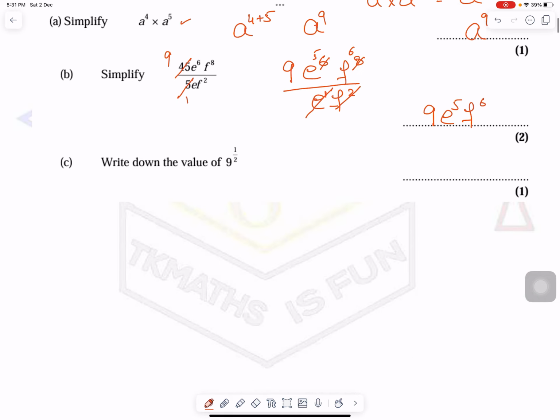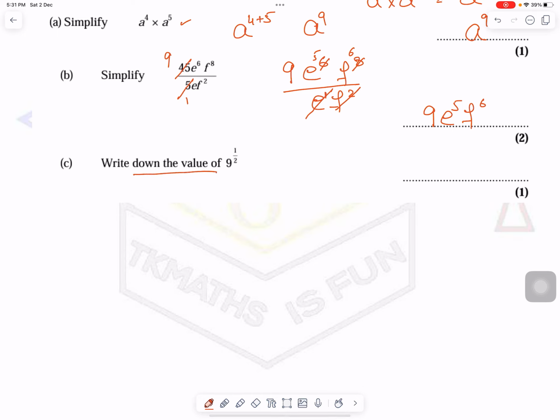Now the next part of the question: write down the value of 9 power half. Now sometimes students do not know what power half means. So there are two ways to solve it. Those who have a clear understanding know that power half means square root of 9. Right? If I have written, for example, square root of 4, I can write it as 4 power half also, my choice. So students do understand that square root of 9 is 3, but they do not understand the meaning of 9 power half. It is the same thing.